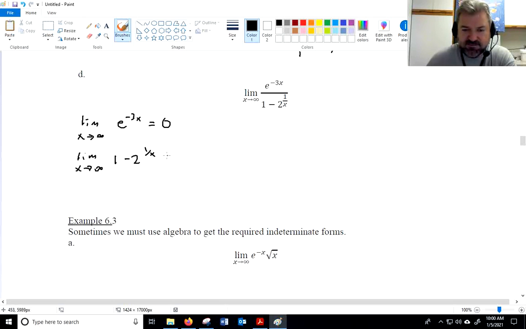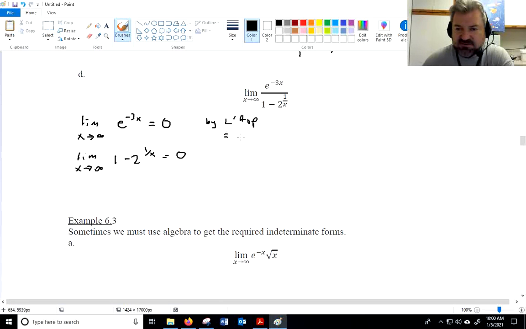And the limit as x approaches infinity of 1 minus 2 to the 1 over x. What does that equal? Well, 1 over infinity is going to 0, right? So this is 2 to the 0 power. Anything to the 0 power is 1. This is going to 1 minus 1, which is 0 as well. Kind of an unusual one, right? But we can apply L'Hopital's here.